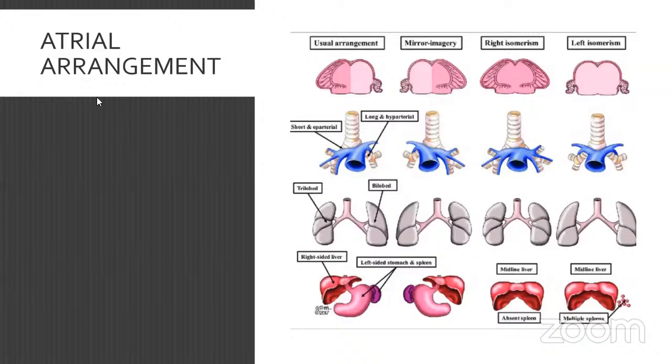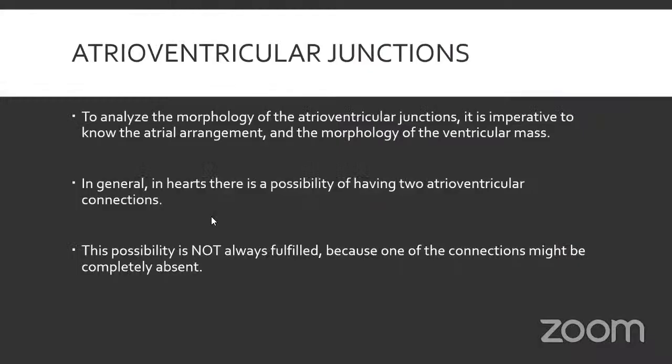So now we're done with the atrial arrangement or classification of the atrium. This is an image illustrating all of what we mentioned before, all four possible arrangements of the atrium and possible arrangement of the remainder of the organs. Now, we move to the atrioventricular junctions.